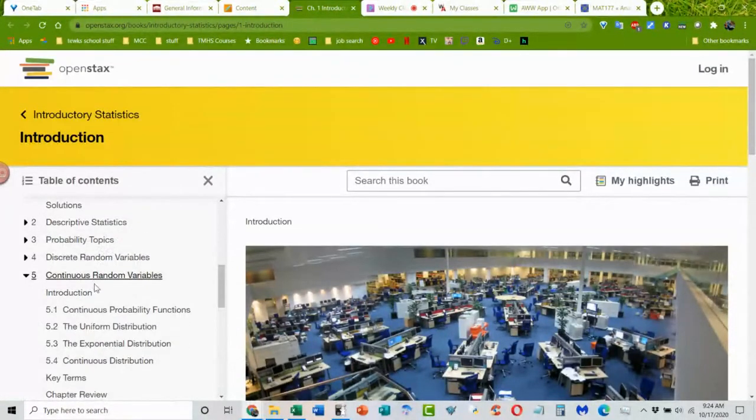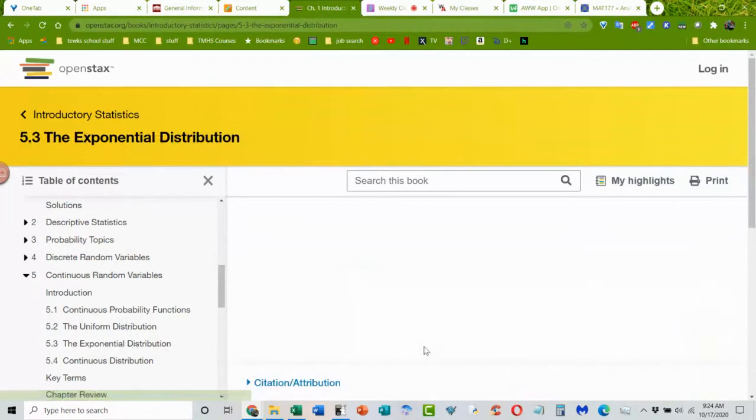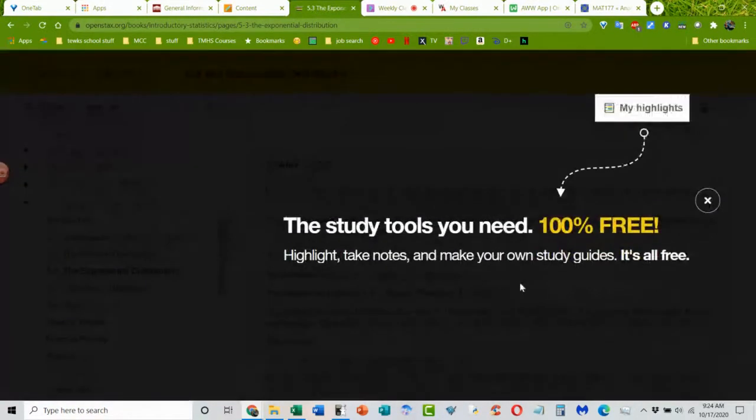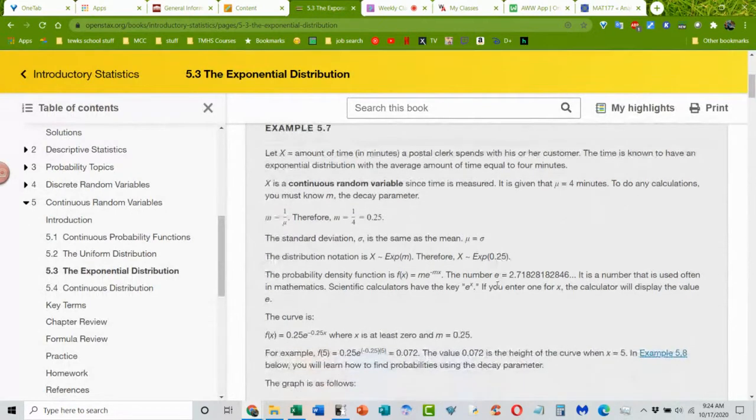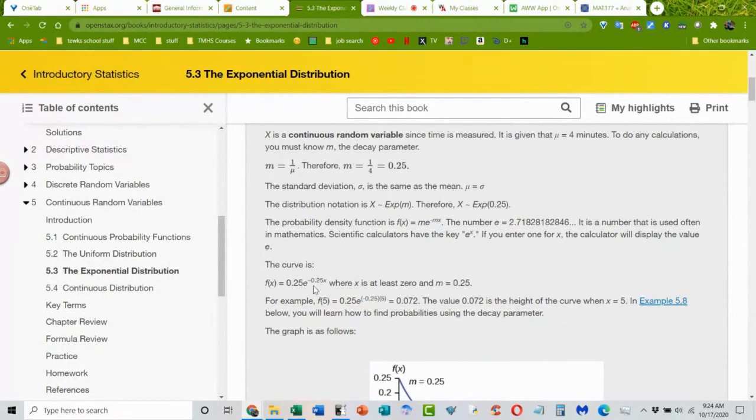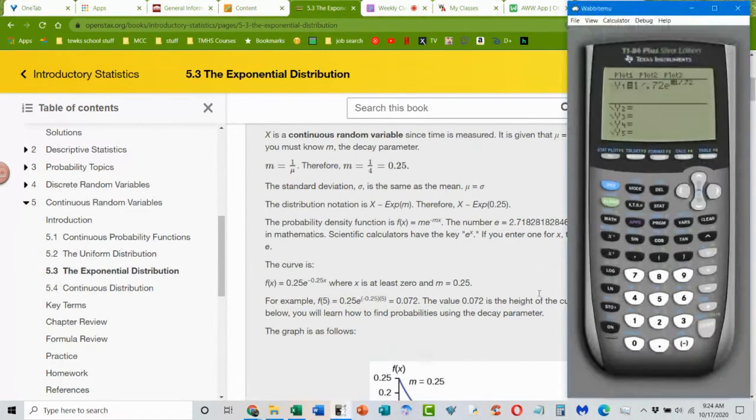Continuous random variables, the exponential distribution. Oh, I forgot the x. That's why. I knew something was missing, I just couldn't figure out what. X. That's better. Okay, I knew something was wrong and I just couldn't figure out what it was. I was forgetting the x part.